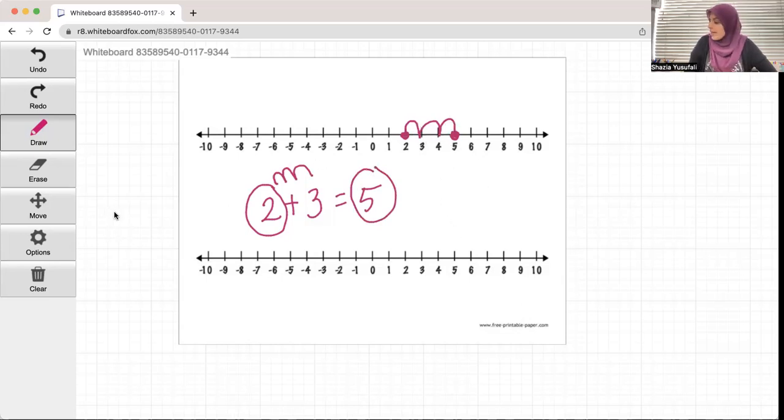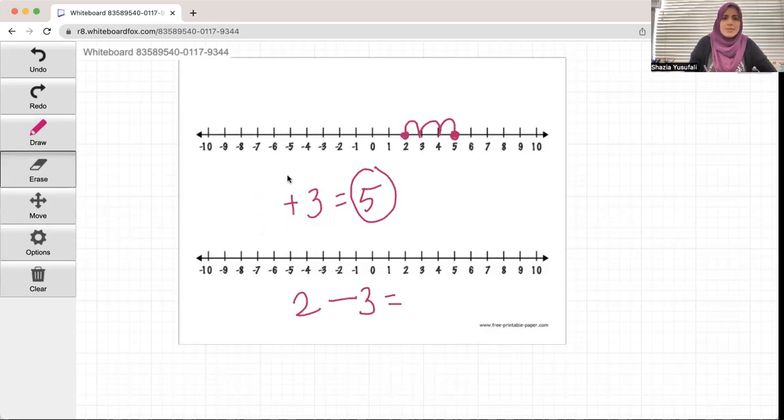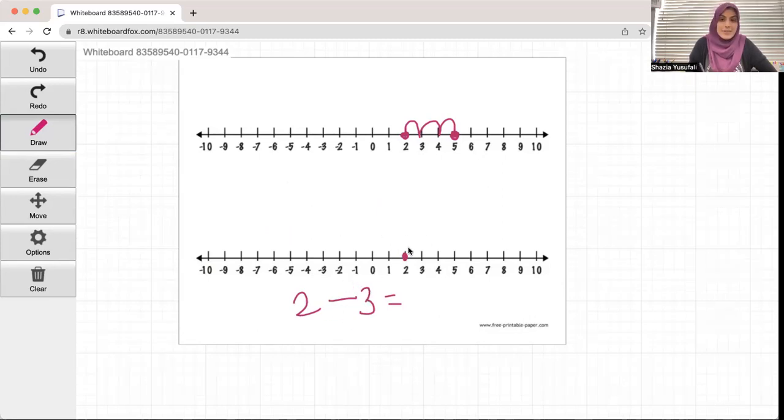Let's try another one. If I were to ask you 2 minus 3, where do we end up now? I'm going to erase this out so I get more space. I can do some jumping around, right? 2 minus 3. Again, we start at 2, but the question is, do we go to the right or do we go to the left? Well, look at the sign. The sign is negative. Negative is to the left. So we jump 3 to the left. 1, 2, 3. The answer is -1.